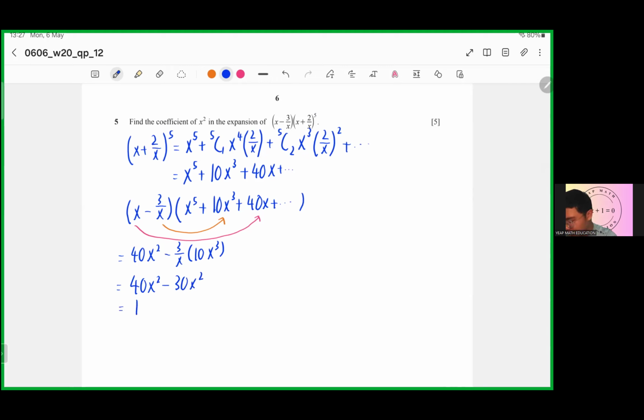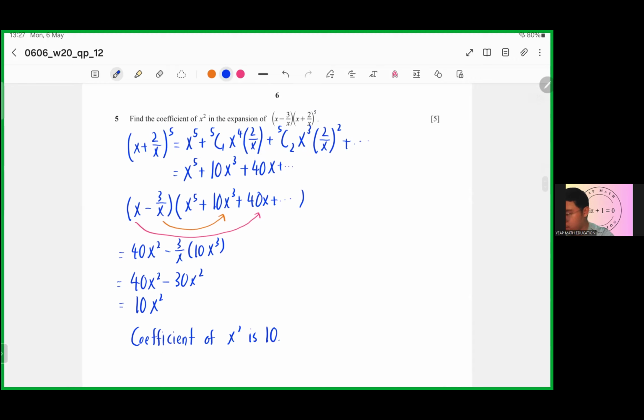So we will get 10x squared. So the coefficient of x squared is 10.